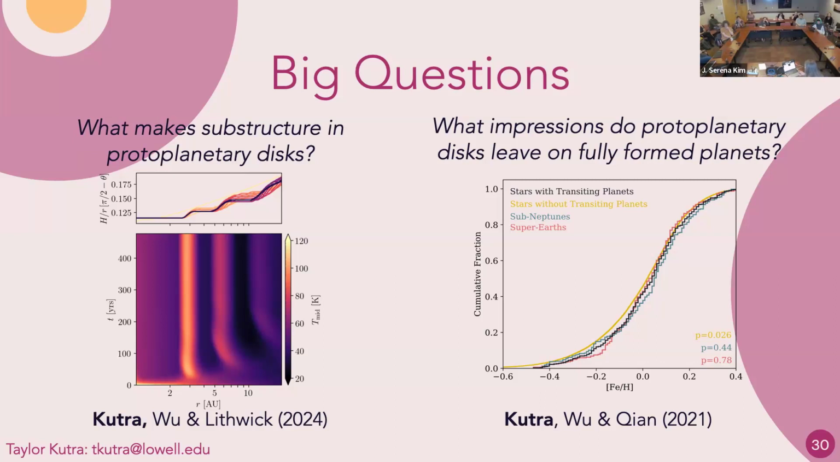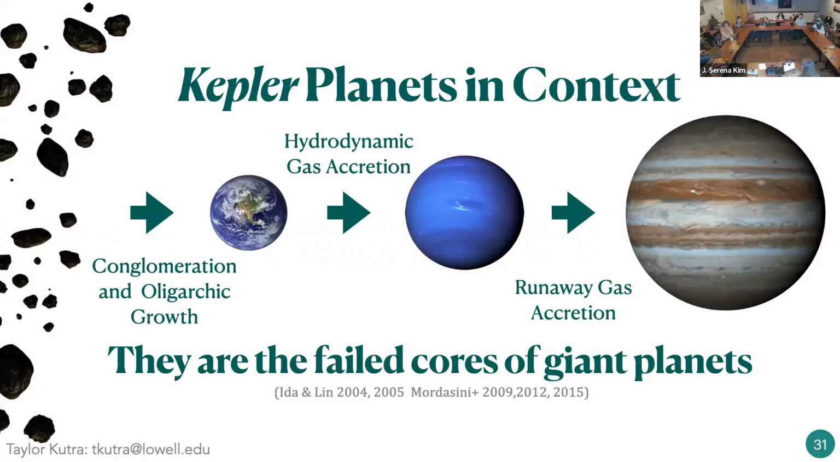So to think about this, we look at this particular type of planet. We call them Kepler planets just because they're the most numerous find from the Kepler mission. People also call them super Earth sub-Neptunes, and they occupy this really interesting place in the story of planet formation, because we typically think of planet formation as a series of dust conglomeration and then oligarchic growth, where we accumulate planetesimals to create larger rocky bodies.